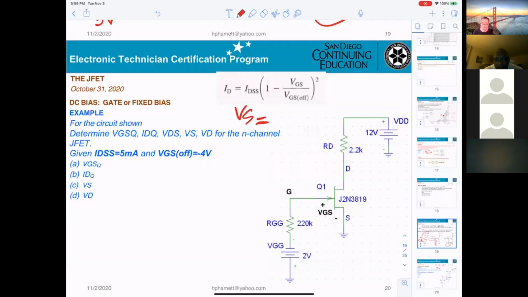Zero, it's attached to ground. Yes. Right? Okay. And now you need to calculate the ID.